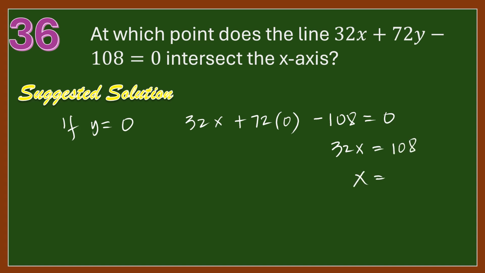Then we have 32x equals 108. x equals 108 over 32. Dividing both numerator and denominator by 4, we have 27 over 8. Hence, the line 32x plus 72y minus 108 equals 0 intersects the x-axis at the point (27 over 8, 0).